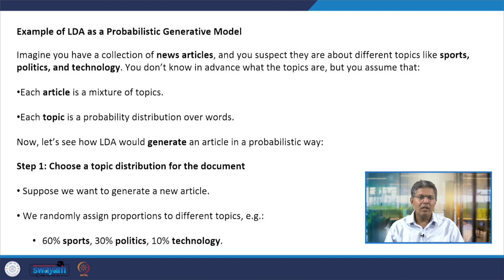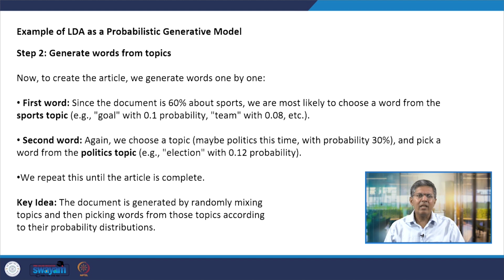Now, let us see how LDA could generate an article in a probabilistic way. Step 1, choose a topic distribution for the document. Suppose we want to generate a new article, we randomly assign proportions to different topics. Example, 60% sports, 30% politics, 10% technology. So, there is a random assigning of values. Then we generate words from the topics. To create the article, we generate words one by one. For the first word, since the document is 60% about sports, we are most likely to choose a word from the sports topic. For example, goal with 10% probability, team with 8% probability.